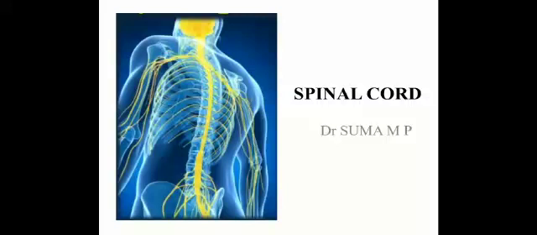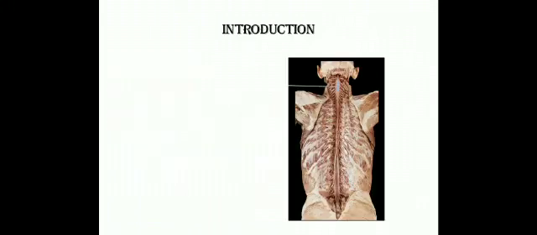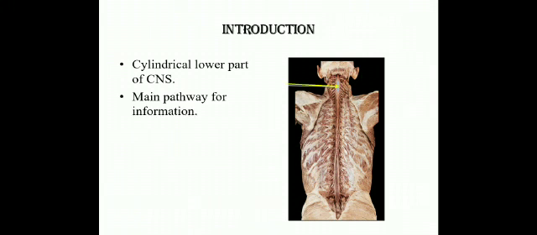Hello everyone. The topic for this session is spinal cord. The objectives are to learn about the spinal cord, its features, the meningeal coverings, nuclei, the laminar organization, the tracts and the clinical anatomy. The spinal cord is the cylindrical lower part of the central nervous system, and it is the main pathway for the information connecting the brain and the peripheral nervous system.